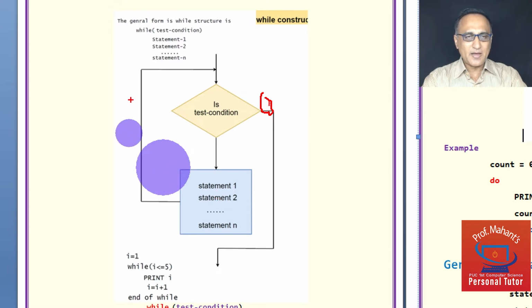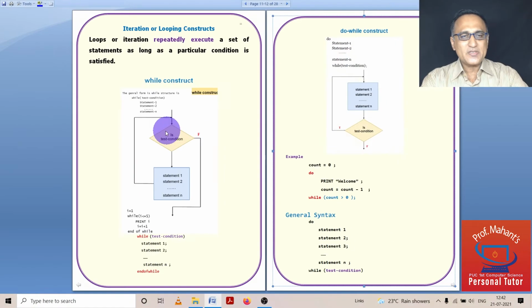After I execute them, I need to go back and check whether the test condition is true or false. If the test condition is true, I continue to execute these statements. The minute the test condition is false, I come out of the loop and continue to execute the next statements which follow the loop. So this is how a while construct, or while loop, works. The important thing in the while loop is that you're checking the condition first, before you execute the statements even once.